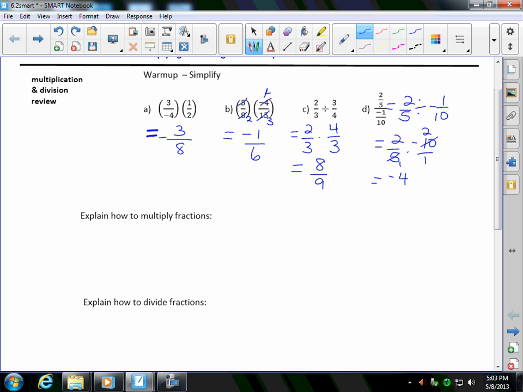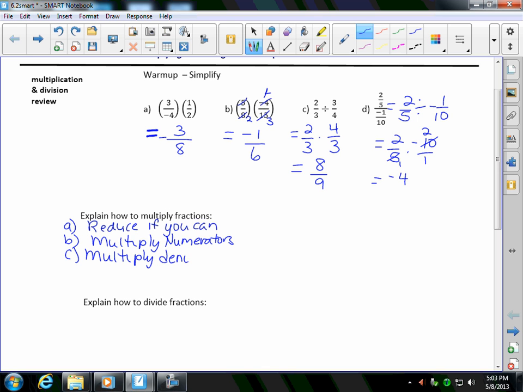So to multiply fractions, the steps we used were, first of all, we reduce where we can. Then we multiplied numerators. And then we multiplied denominators. And then, if it was possible or necessary, we reduced again.